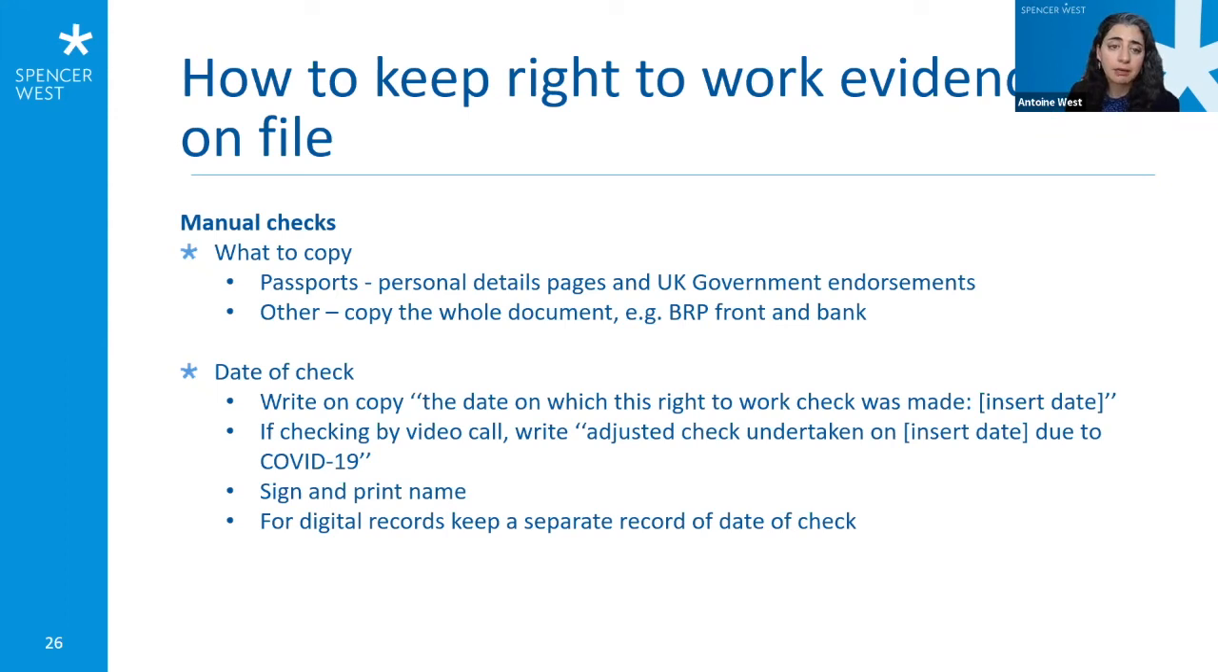And if you are checking by video call, if you're checking copies of the documents by video call under the COVID-19 policies, then you have to make a specific note that you've undertaken the adjusted check due to COVID-19. And then you sign and print your name. Now, as I said earlier, you can keep JPEG or PDF files or hard copy. So if you're keeping digital records only, obviously you're not writing on them. Keep a separate spreadsheet to record the date that you've done the check for each individual, okay? And rechecks, obviously.